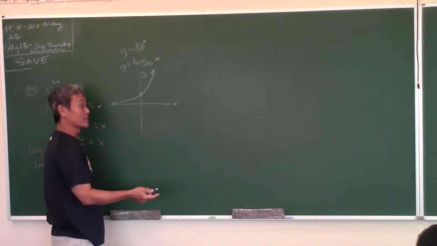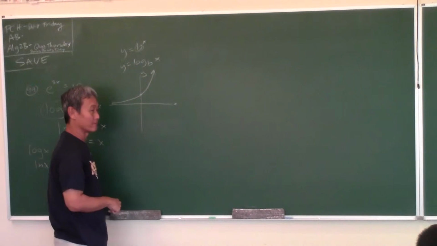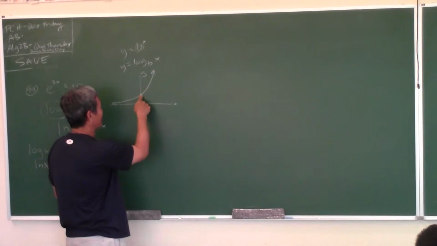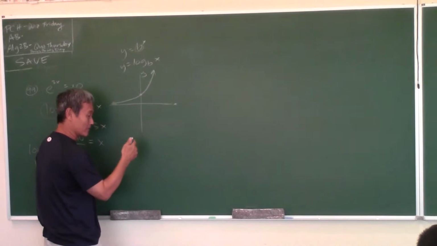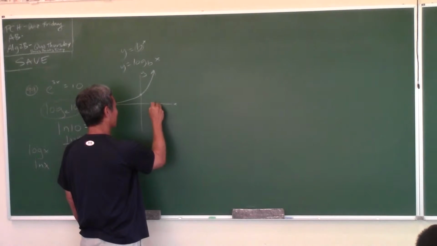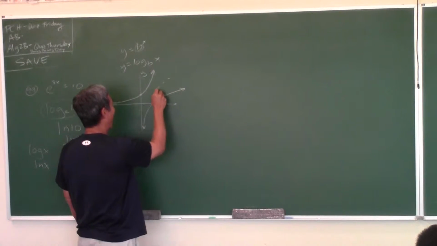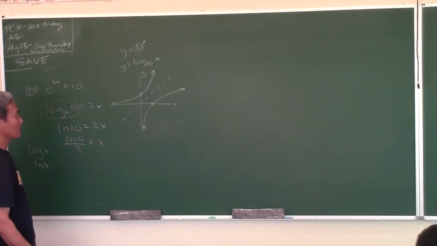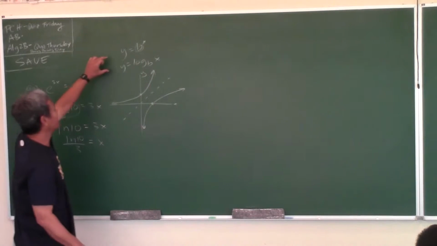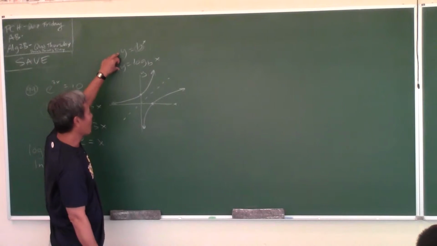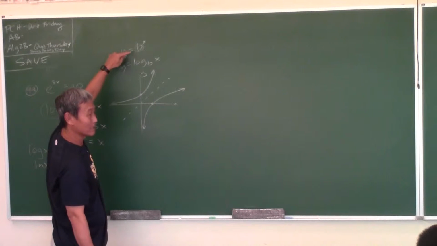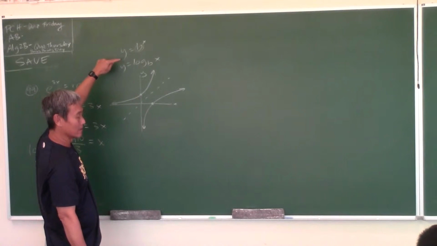Well, it's the inverse of that. So what's the inverse of this graph? Well, if it passes through the point 0, 1, if you switch the x's and y's, you get 1, 0, and then you just do this. See how they're symmetric about the line y equals x? And since these are inverses of each other, what happens when you take one and plug it into the other? You get x.